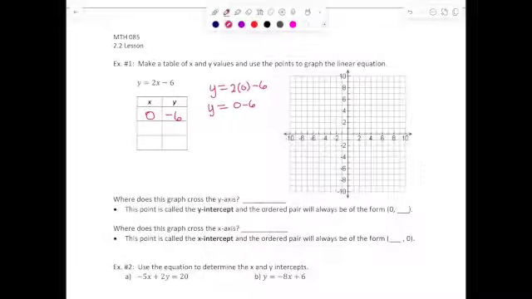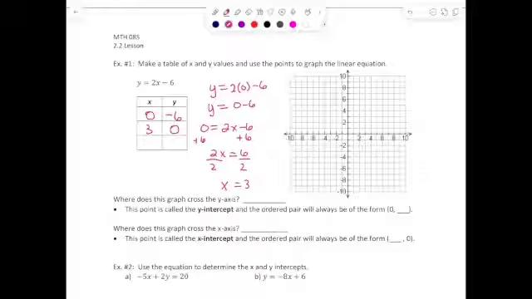Perfect. Now, what if I wanted to use 0 for y? Let's plug it in. 0 equals 2x minus 6. I have to solve for x. Add my 6 over, add my 6. 2x equals 6. Just swapping sides. Divide by 2, divide by 2. X equals 3. Okay, cool.